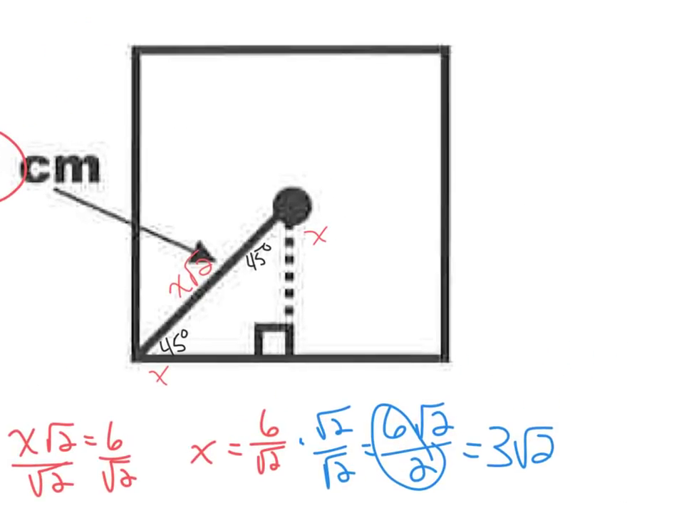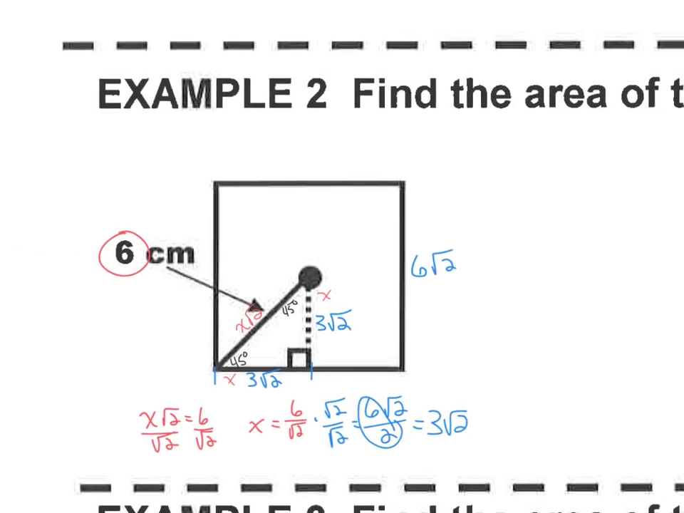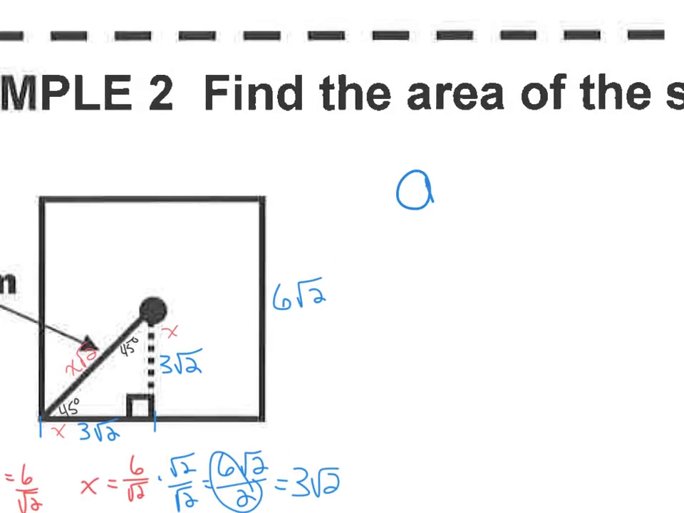So I now know that x is 3 square roots of 2, which means that this is also 3 square roots of 2. Now, if that's half a side length, I know that a whole side length is 6 square roots of 2. So we pretty much have every piece we need. I need the apothem. That was 3 square roots of 2.